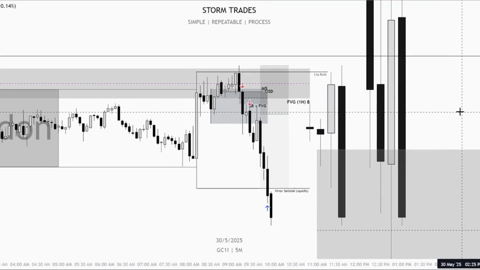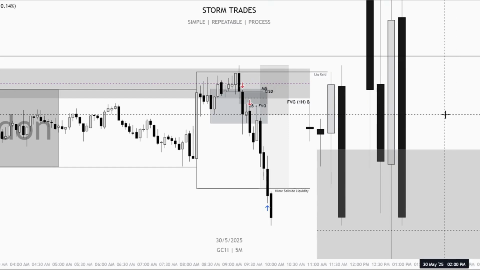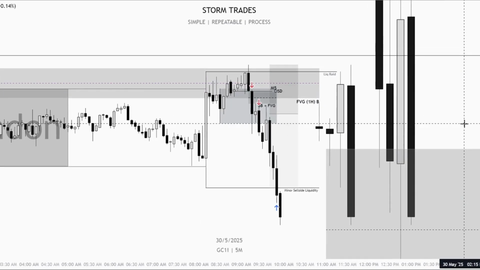Made sense. Now, did we go against our daily bias? We sure did. Is that okay? Absolutely. If the hourly makes sense and we have a plan, an invalidation level, and a what if scenario, then we can trade opposite of our daily bias.